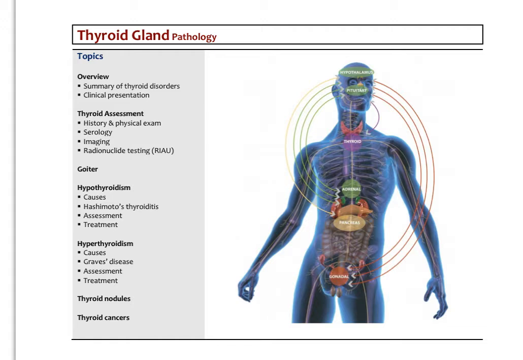Then I'll go over some of the common thyroid assessment tests, what we do for history and physical exam, talk about some of the serological testing and imaging, and then specifically what's called the radionucleotide testing or RAIU testing. And then in subsequent videos, we'll look at hypo and hyperthyroidism.